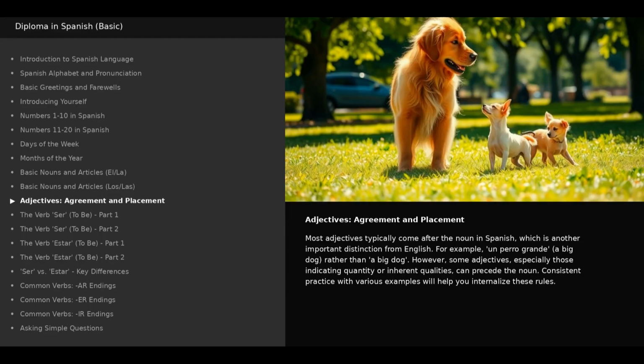Most adjectives typically come after the noun in Spanish, which is another important distinction from English. For example, un perro grande, a big dog, rather than a big dog. However, some adjectives, especially those indicating quantity or inherent qualities, can precede the noun. Consistent practice with various examples will help you internalize these rules.